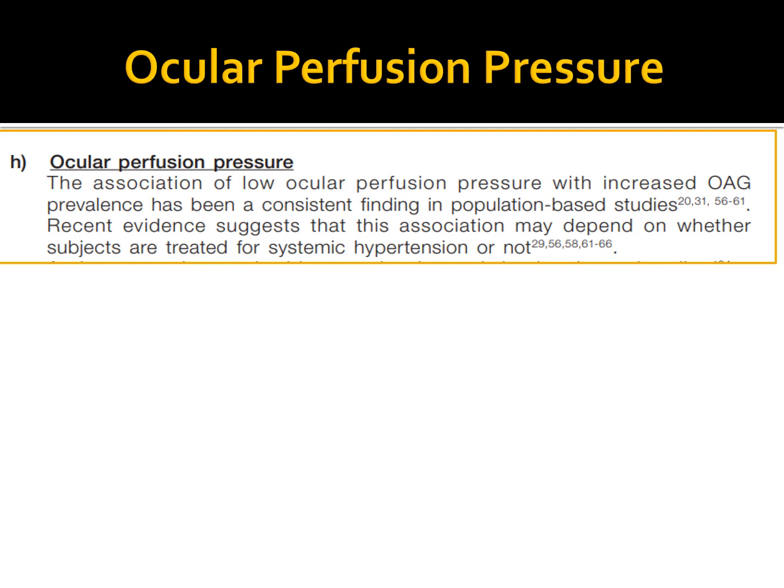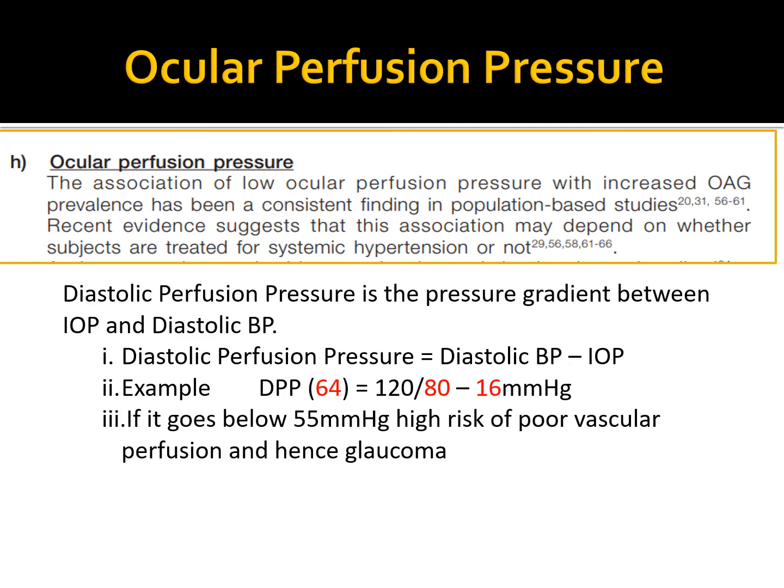The European Glaucoma Society say the association of low ocular perfusion pressure with increased glaucoma prevalence has been a consistent finding in population-based studies. So what is it? Sometimes it's also called diastolic perfusion pressure because it did evolve from a systemic association, not just ocular. So basically, it's simply the diastolic blood pressure minus the IOP.